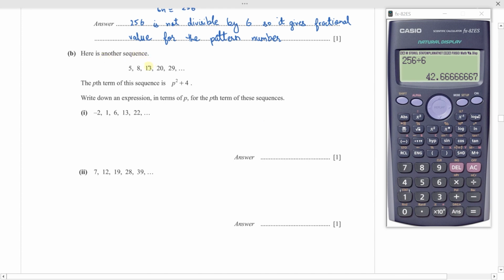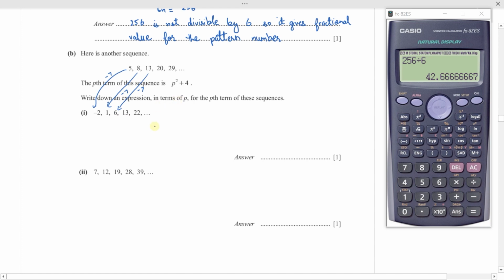Part B is, here is another sequence 5, 8, 13 and so on. The pth term of this sequence is p square plus 4. Write down an expression in terms of p for the pth term of these sequences. So we have to use this to find the pth term of first this sequence. So if you look at the first term, you subtract 7 to get -2. You again subtract 7: 8 minus 7 is 1. 13 minus 7 is 6. So it's basically just subtracting 7 out of this sequence to get the corresponding term in this sequence.